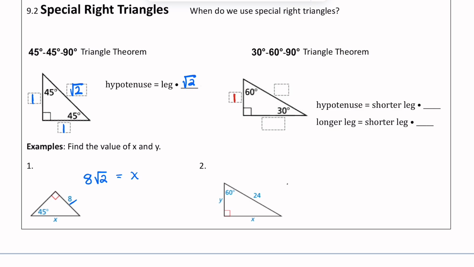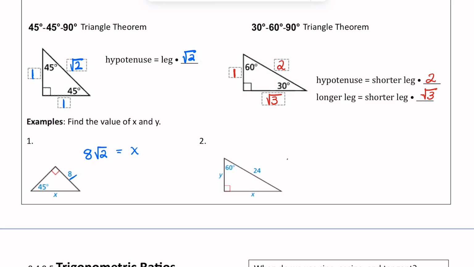In our 30, 60, 90 triangle, the relationships are like this. When the short side is 1, the hypotenuse is double that. The hypotenuse is always the shorter leg times 2. When the short leg is 1, the longer leg is square root 3. So the longer leg equals the shorter leg times square root 3. So when we look at our example 2 here, it's giving us the hypotenuse. Okay, so we're going to actually work our way backwards. Our short leg times 2 equals the hypotenuse. So if I divide both sides by 2, then I get y equals 12. And remember, our longer leg, x, is equal to the shorter leg times square root 3. Okay, so we have our y and our x.